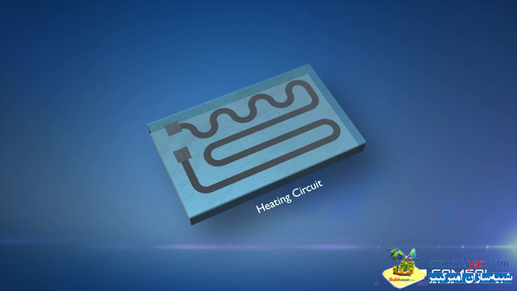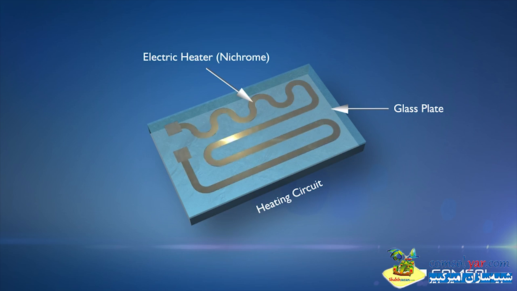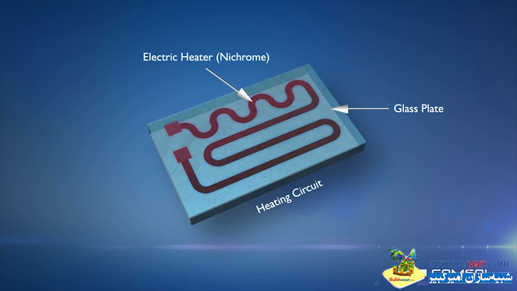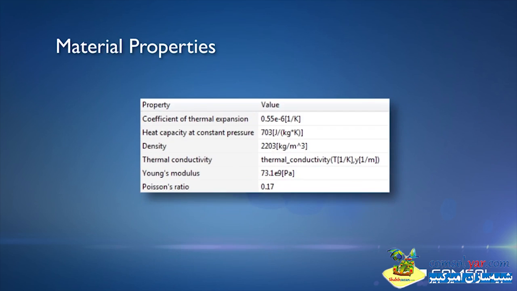In this tutorial, we will learn how to model the Joule heating and thermal expansion in a MEMS heating circuit. The device consists of a thin nichrome layer patterned on a thicker glass layer. Electric current conduction through the nichrome layer produces Joule heating. Most of the material properties are assumed to be constant except the thermal conductivity of glass.